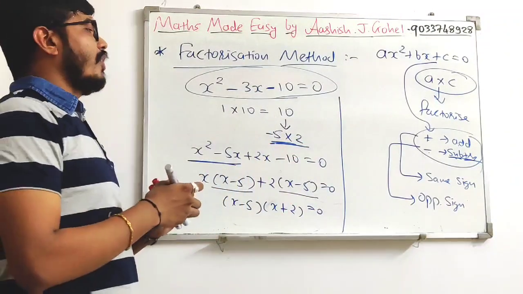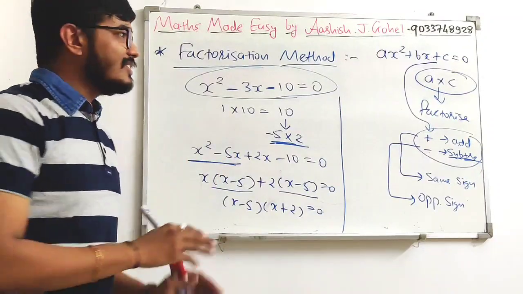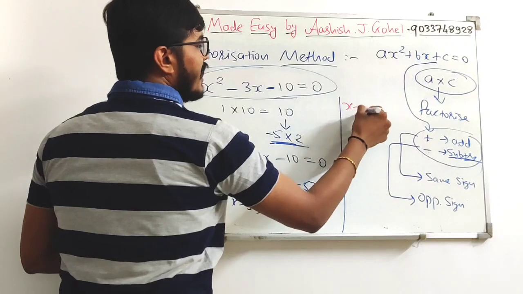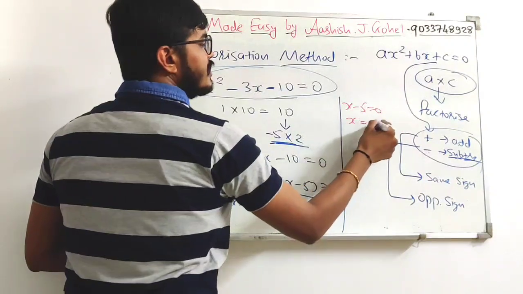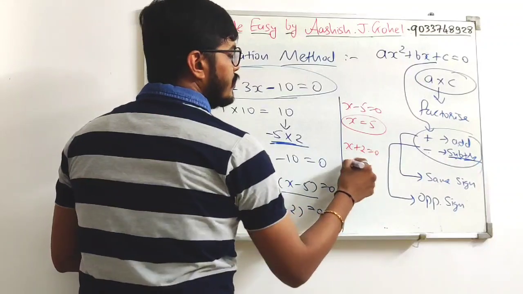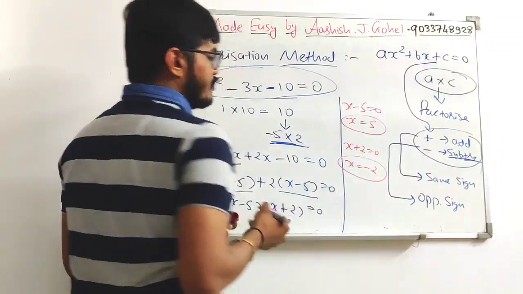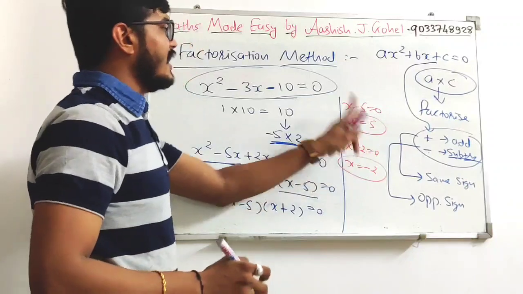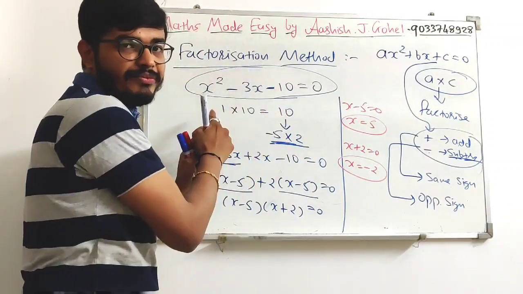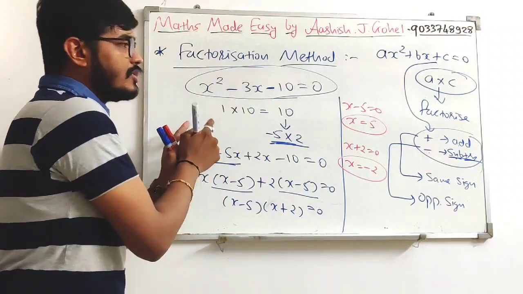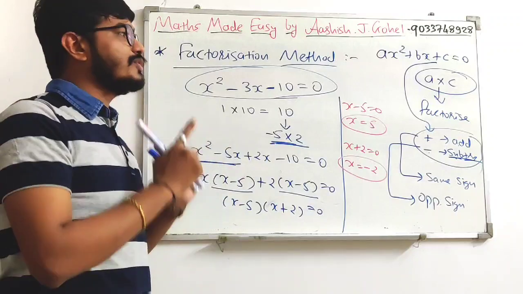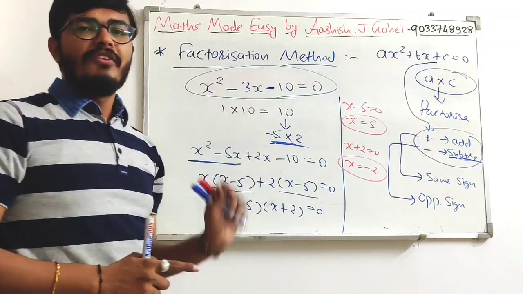Now if we want the zeros of the equation, it is a very easy process. You directly put x minus 5 is equal to 0, so x is equal to 5. Take the other factor, x plus 2 is equal to 0, so x is equal to minus 2. So minus 2 and 5 are the solutions, the zeros of this quadratic polynomial, the quadratic equation. I hope all of you understand this well. We will take one more example, but first write this down and understand it well.